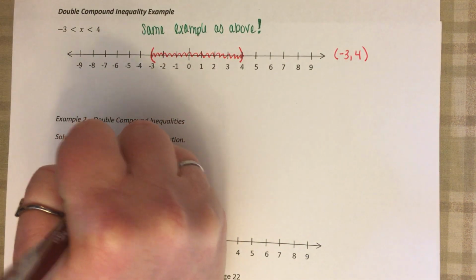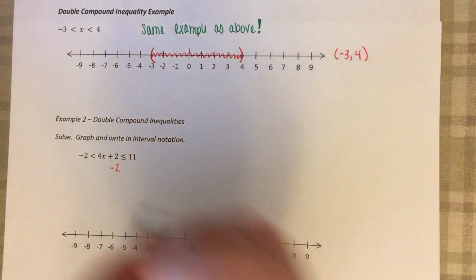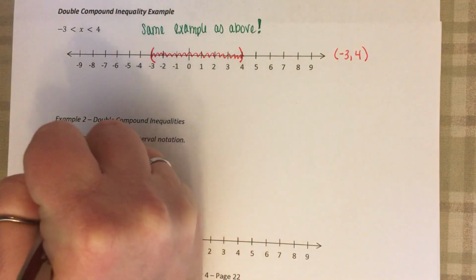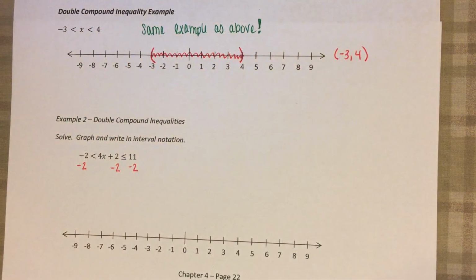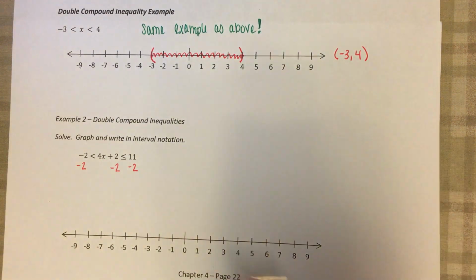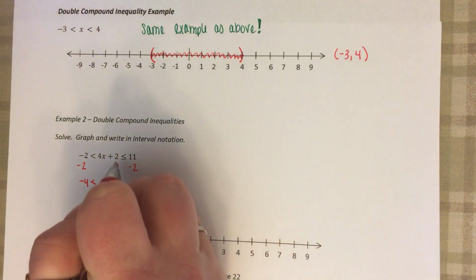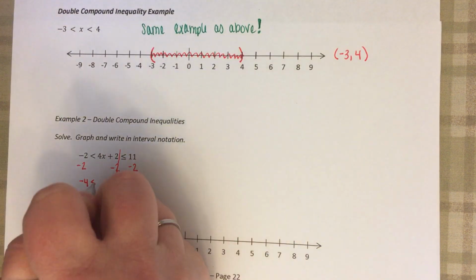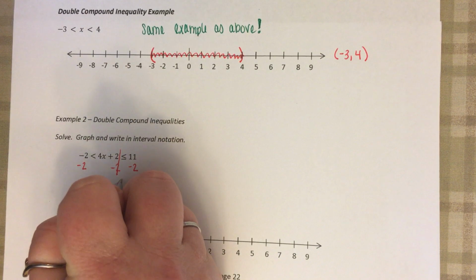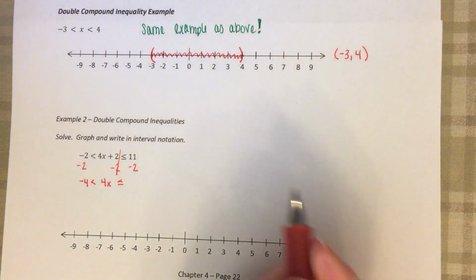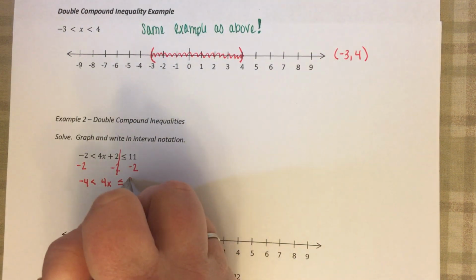So if I want to get rid of a 2 in this middle portion of my equation, I have to do the same thing to both of the pieces on the outside. We are working with a 3-piece inequality statement, not just 2 sides of an equation. So on this left side, -2 minus 2 is going to give us a -4. In the middle, these cancel, so we have a 4x. We have a less than or equal to symbol here. 11 minus 2 gives us 9.